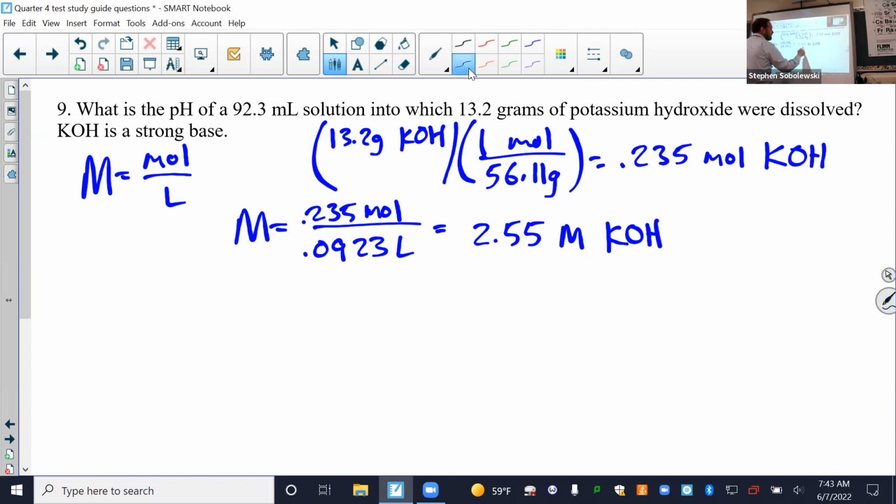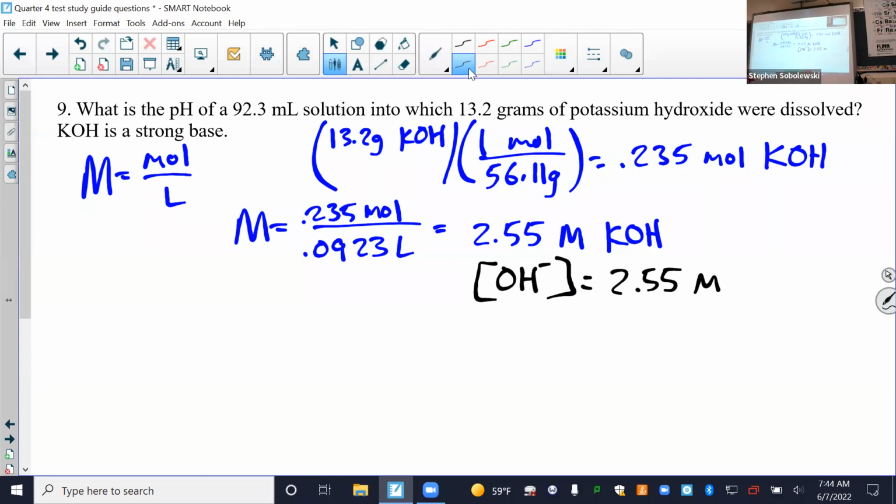Okay, so I have my KOH molarity, and like I said before, from this I can determine that the concentration of OH minus, aka the molarity of OH minus, is 2.55 molar, because it's a strong base and you get 1 hydroxide for every KOH. So for every 1 KOH, you're going to get 1 OH minus. And now I go into my pH formulas.